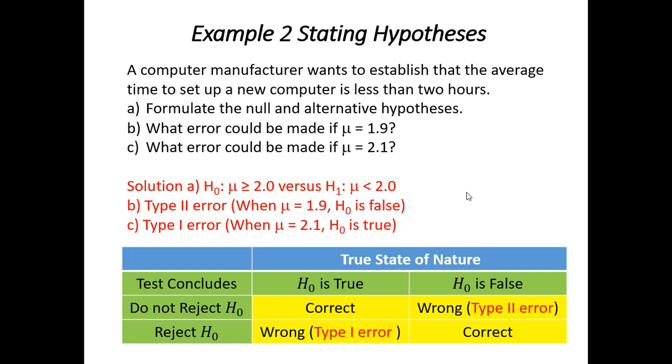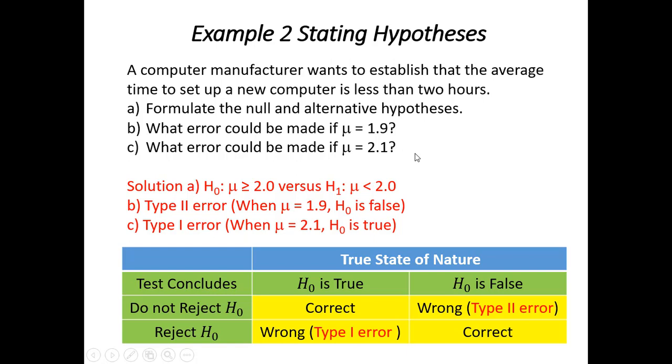All right, let's apply some of these ideas now in the second example. Suppose a computer manufacturer wants to establish that the average time to set up a new computer is less than 2 hours. We want to formulate the null and the alternative hypotheses, ask what error could be made if the mean is actually 1.9, and a similar question if the mean is 2.1.